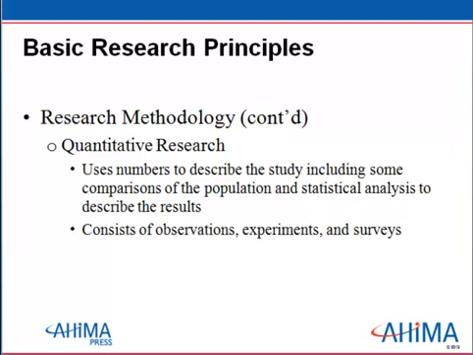Quantitative research uses quantitative methods or numbers to describe a study, including some comparison of the population and statistical analysis to describe the results. Quantitative research consists of observations, experiments, and surveys. Table 12.1 in your textbook does illustrate some characteristics of quantitative and qualitative research.